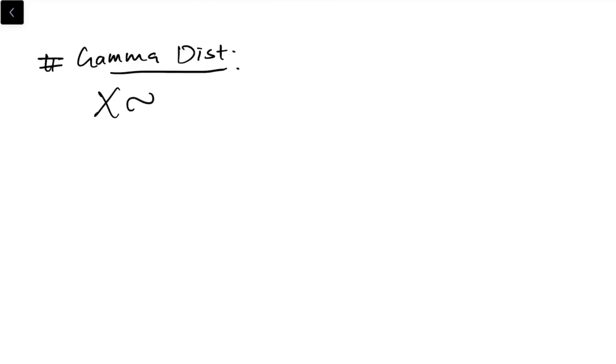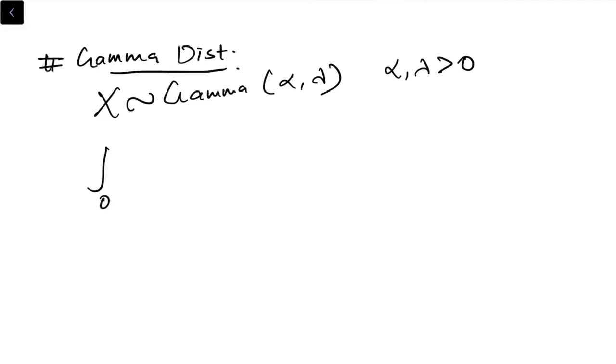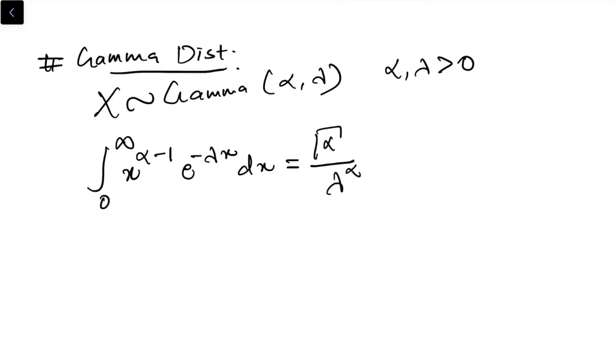The notation is X follows gamma(alpha, lambda), where alpha and lambda are the parameters and alpha and lambda are greater than 0, that is positive. Before we derive the PDF, let's look at the gamma integration first. In the previous video, we have already learned about the gamma integration, which is the integral from 0 to infinity of x to the power alpha minus 1 e to the power minus lambda x dx, and this is gamma alpha divided by lambda to the power alpha.